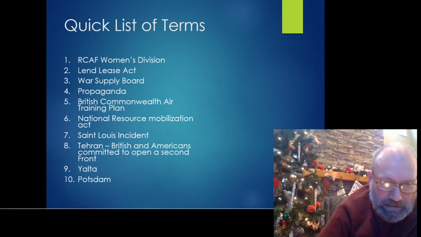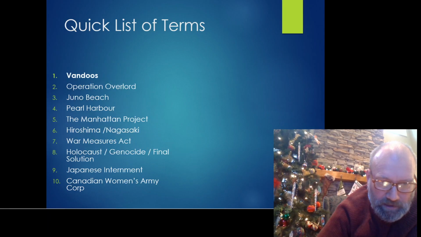On this list, I see the St. Louis incident. This is probably the most likely one to be on the test, number 7. Yalta is probably the second most likely to be on the test. Then probably the third most likely would be Potsdam. So if you're going to review this list, St. Louis, Yalta, and Potsdam are most likely to be on the test. On this list, number 9, Japanese internment, Holocaust, War Measures Act, and Hiroshima and Nagasaki. Those ones are probably the most likely on this list to be on the test.